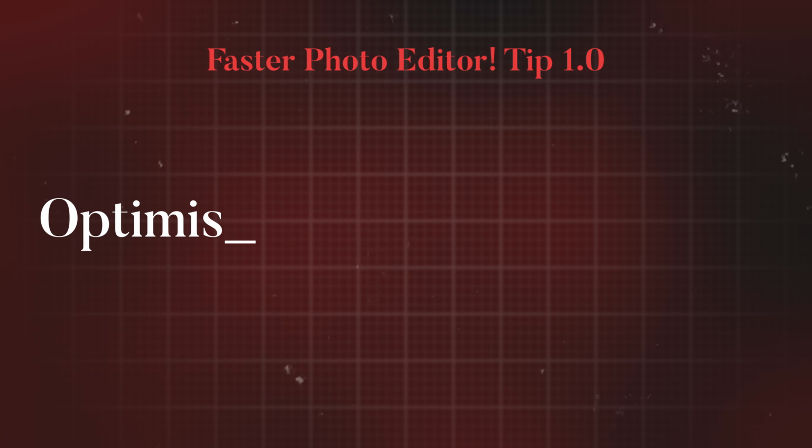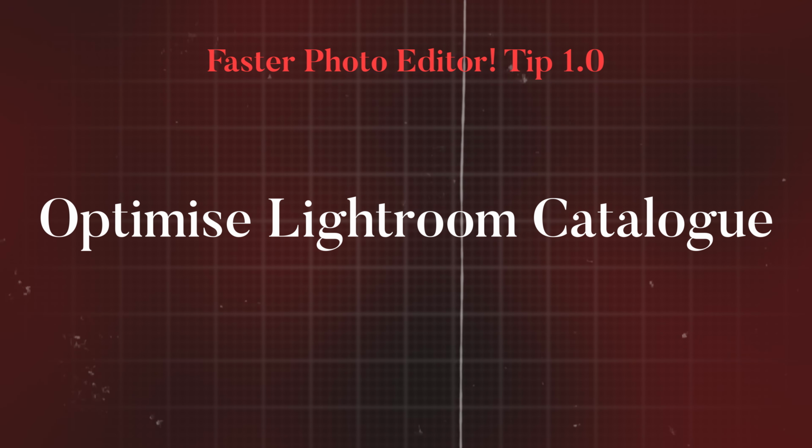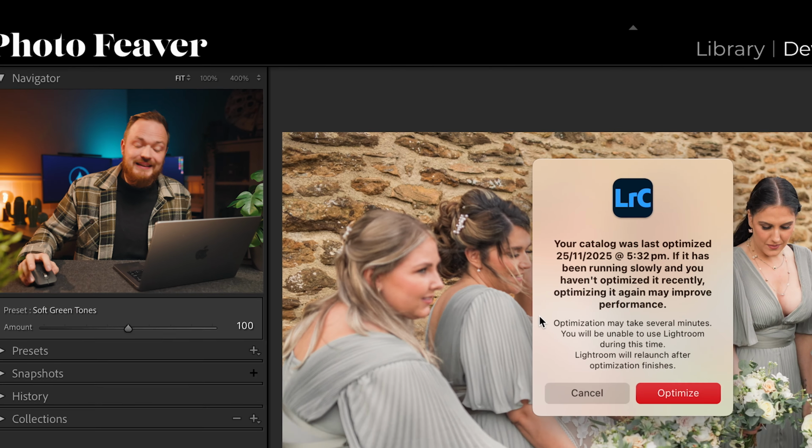Okay, so the very first one is optimizing your Lightroom catalog. And this is super easy, as it's just one button and you can do it almost daily. So once your Lightroom is open, what we're gonna do is go up to File and drop down to where you can see it says Optimize Catalog.